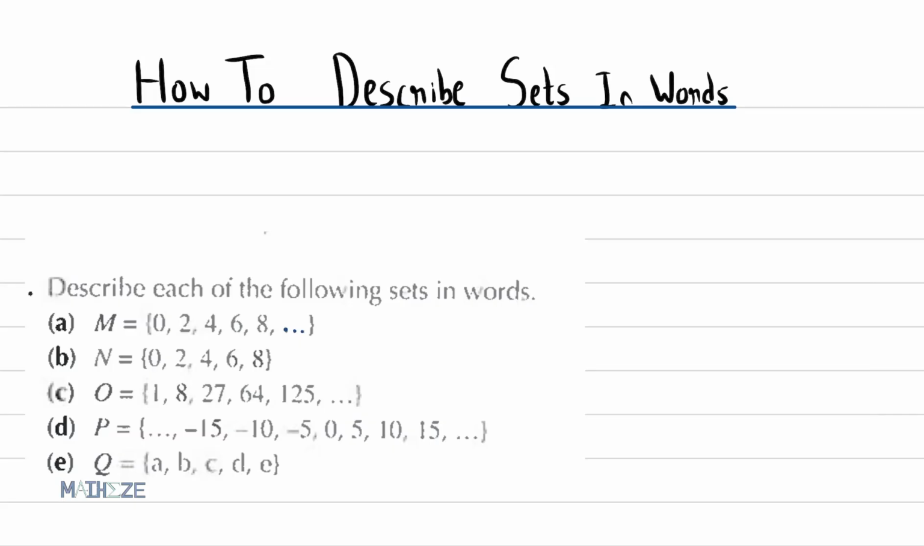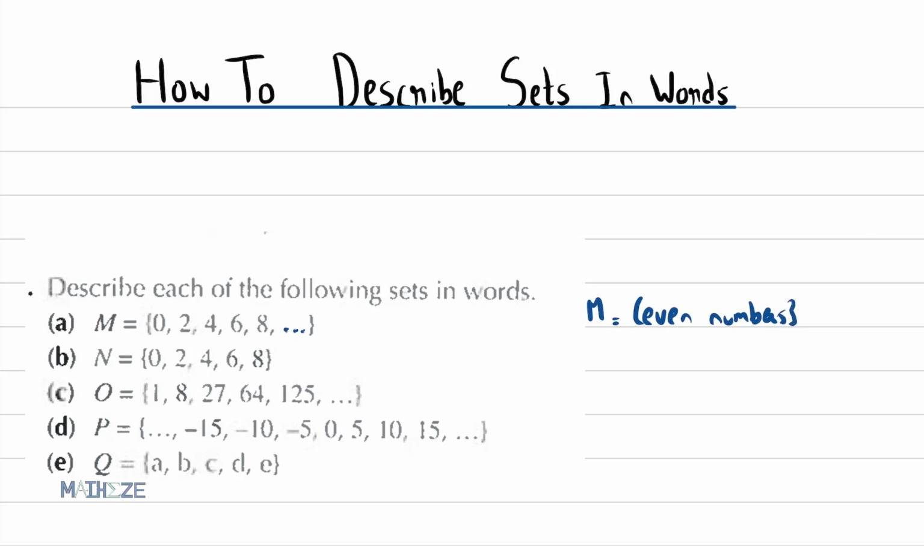Hi, guys. In this lesson, I'm going to teach you how to describe sets in words. Sometimes the examiner gives you a set and wants you to write down the description of it in words. If you see part A, set M starts from 0, 4, 6, 8 and dot dot dot means it goes on till infinity. So what's set M? I'm going to say that set M is even numbers. Do you get this? Start from 0, goes on till infinity.